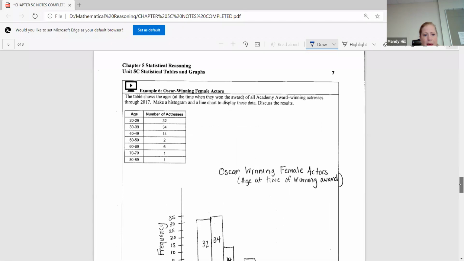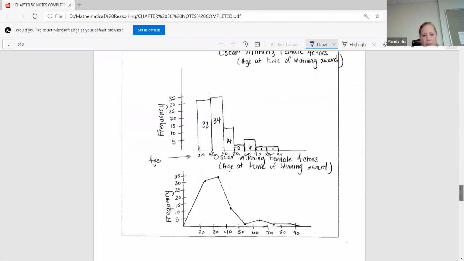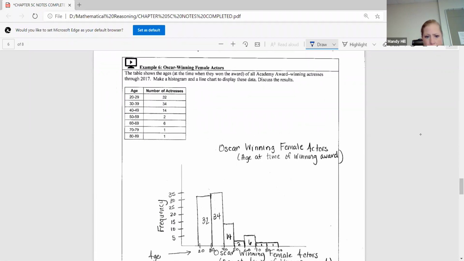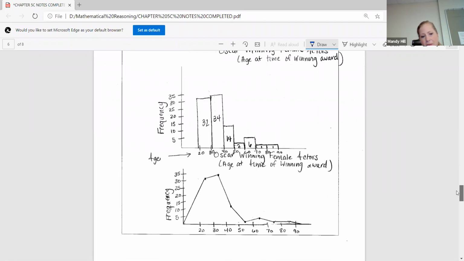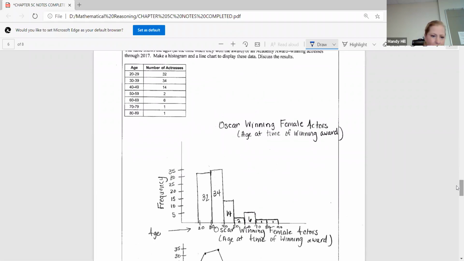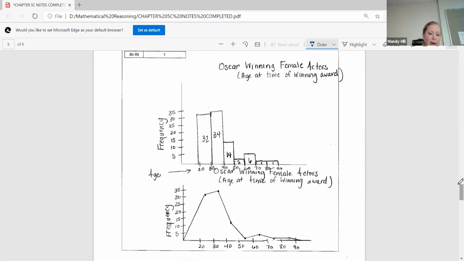So now they're wanting us to compare a histogram or a bar graph to a line chart. These are the exact same two pieces of information. They already had the bins drawn for me, 20 to 29, 30 to 39, 40 to 49, and the numbers up here. So when I did this, I went down and I kept the bins exactly like they had them, 20 to 30.